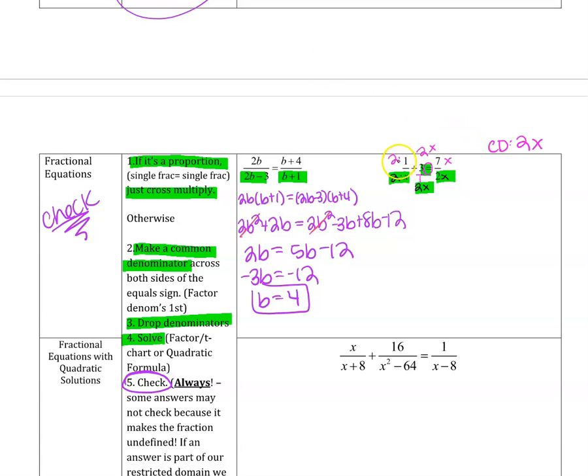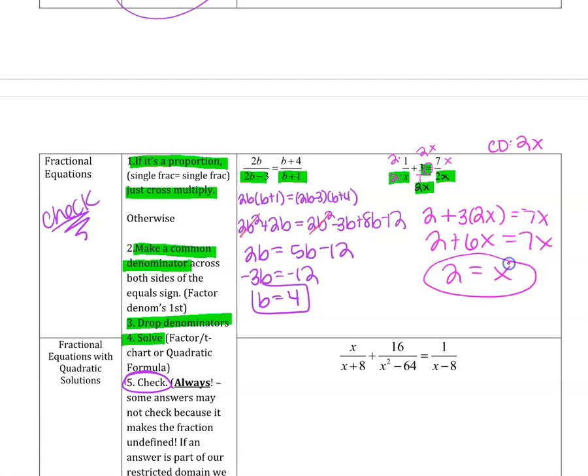So in the numerator, I have 2 times 1 plus 3 times 2x equals 7 times x. So 2 plus 6x equals 7x. So 2 equals x. So again, go back to the original problem. Is this x equals 2 going to cause any denominator to go to 0? And that answer would be, no, it won't. So you don't reject it.